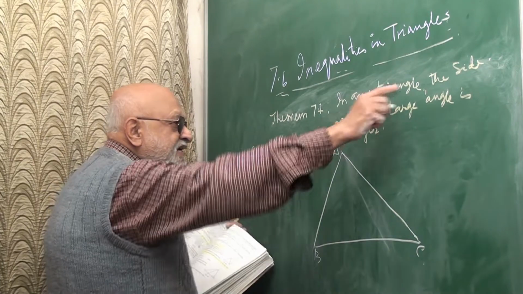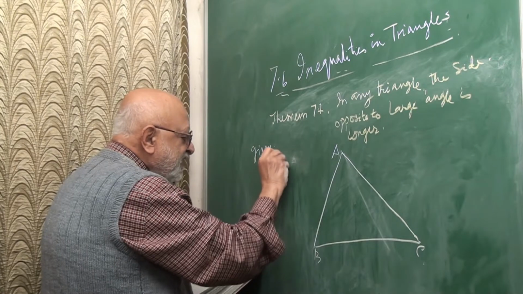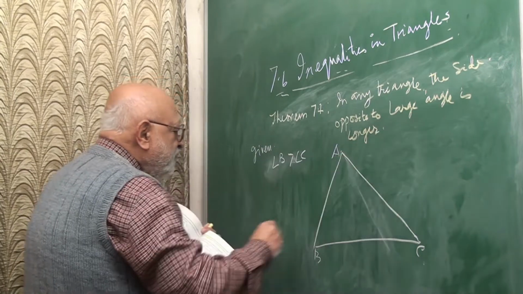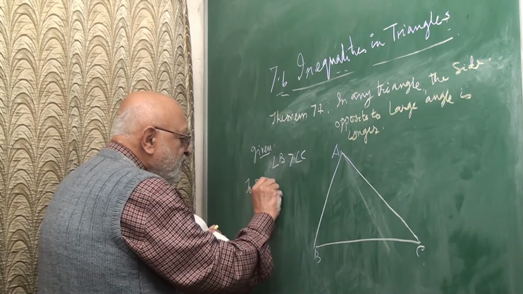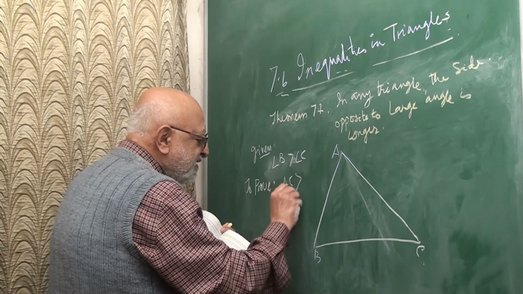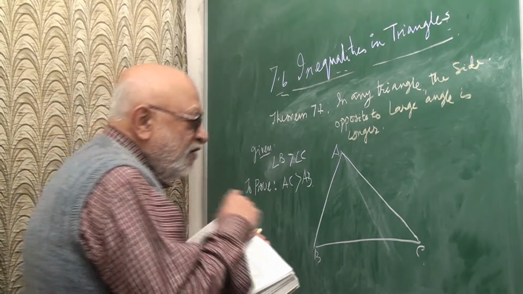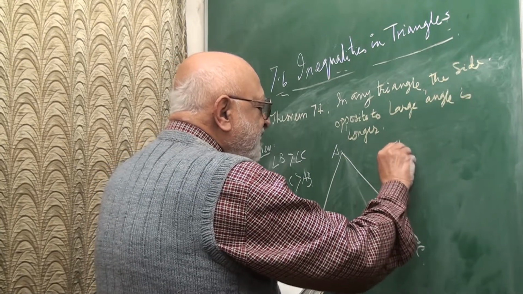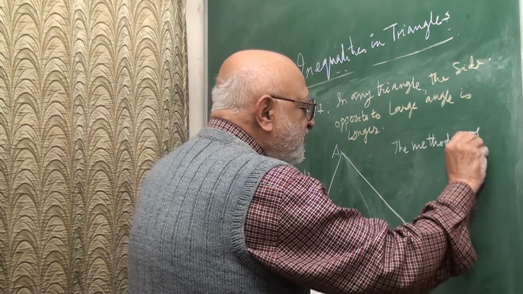In any triangle, the side opposite to the larger angle is longer. It is given that angle B is greater than angle C, and we have to prove that AC, opposite to this, is greater than AB. So we will go with what is known as the method of contradiction. What does it say?